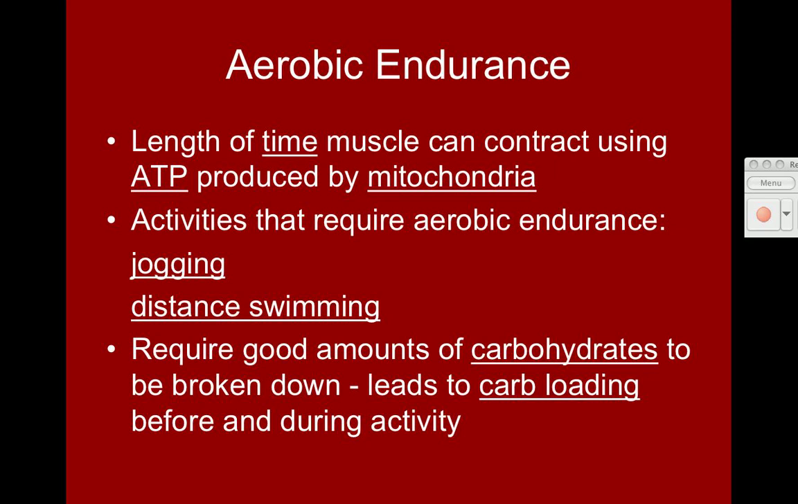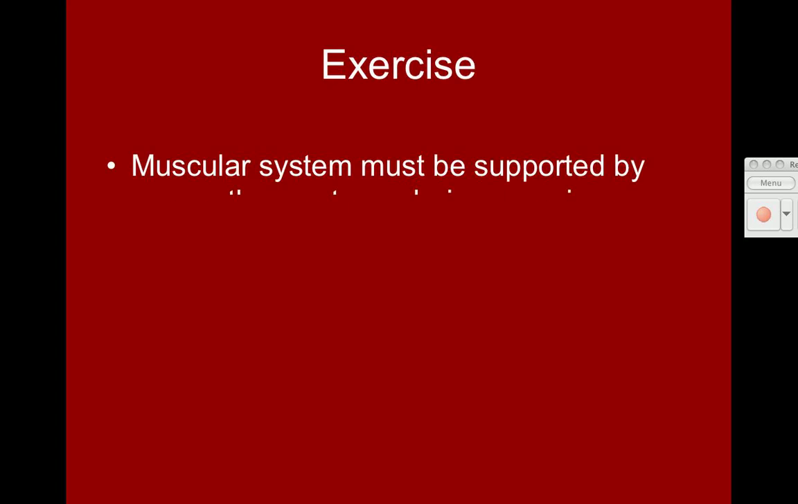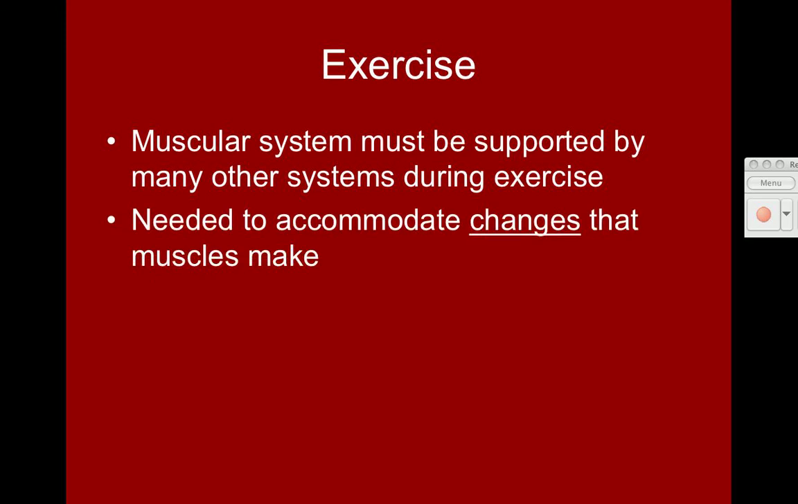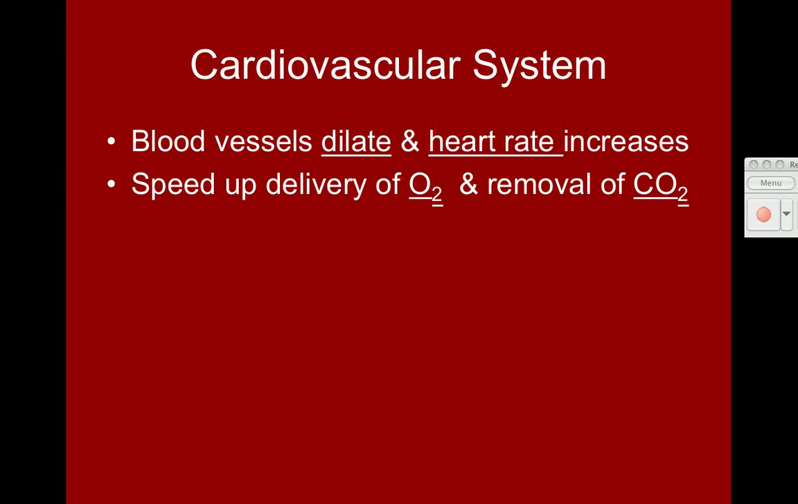Now, our muscular system also interacts with certain other systems, specifically during exercise. The muscular system has to be supported by other systems during exercise, in order to accommodate the changes that muscles make to the body's homeostasis. So let's start off here with the cardiovascular system. The blood vessels dilate and the heart rate increases. This speeds up the delivery of oxygen and the removal of carbon dioxide, and we bring heat to the skin.